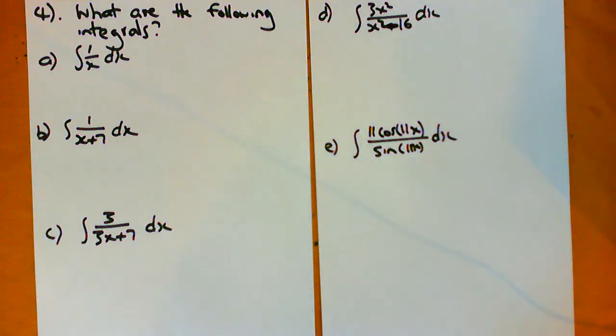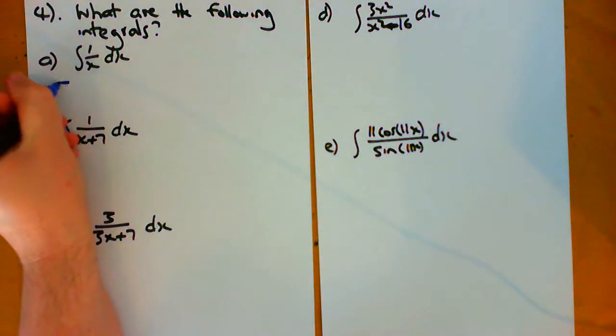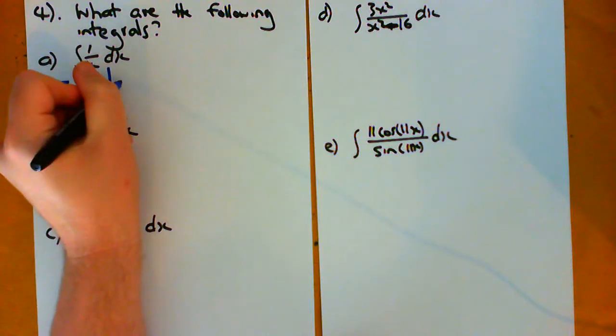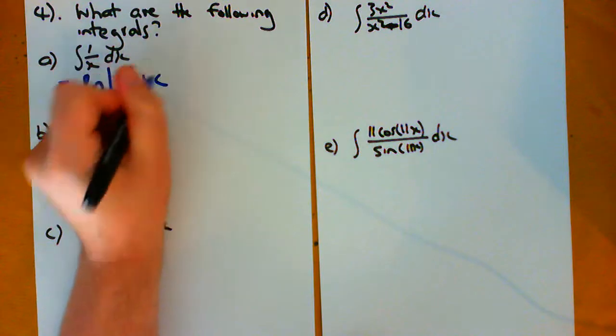So first we've got the integral of 1 over x dx, which can be more or less read directly off the formula sheet, which says it's log base e, which is the same thing as ln of x plus c.